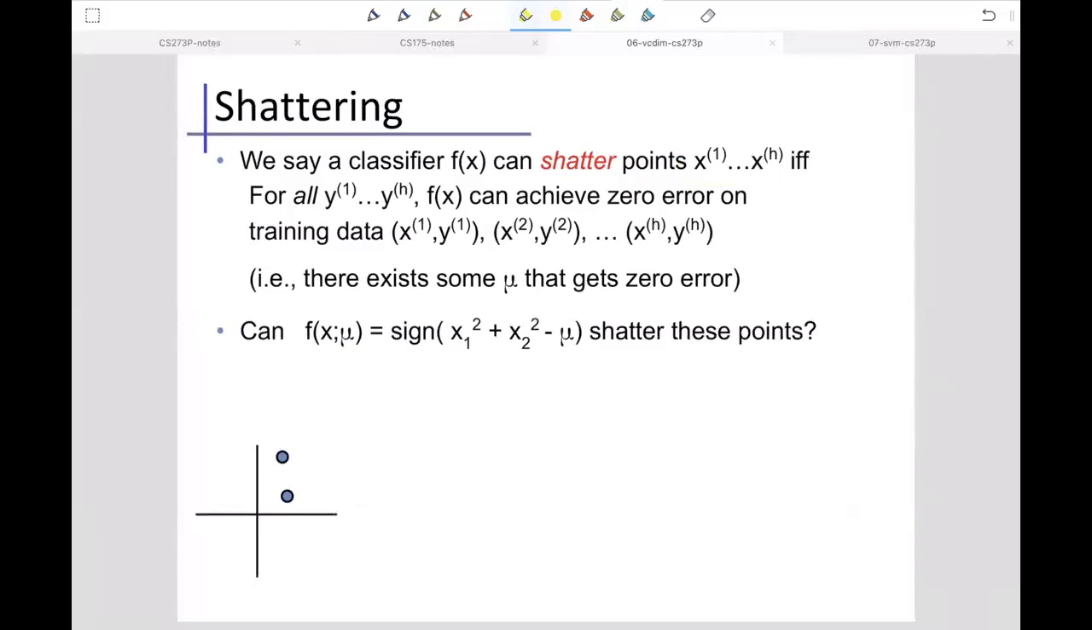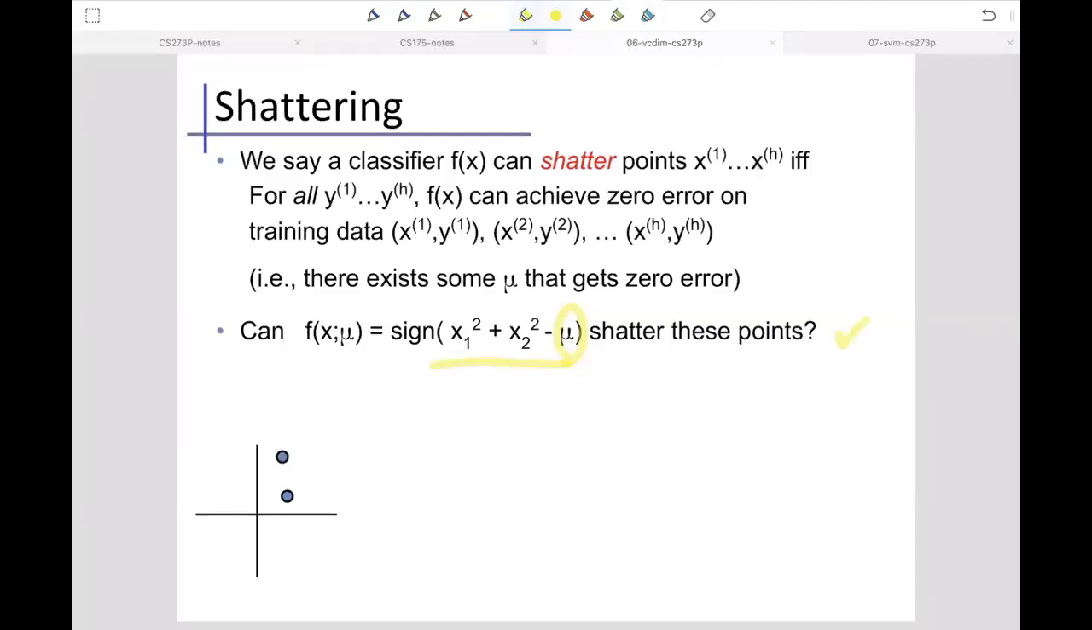So let's take another example. Again, we'll consider shattering of these 2 points, however in this case we'll consider another model. This model is a quadratic model, a circle. There's only 1 parameter associated with this model, which determines the squared radius of the circle. If a point is within the squared radius, I assign label -1, otherwise I assign label +1. So the question is: can this model shatter these 2 points?